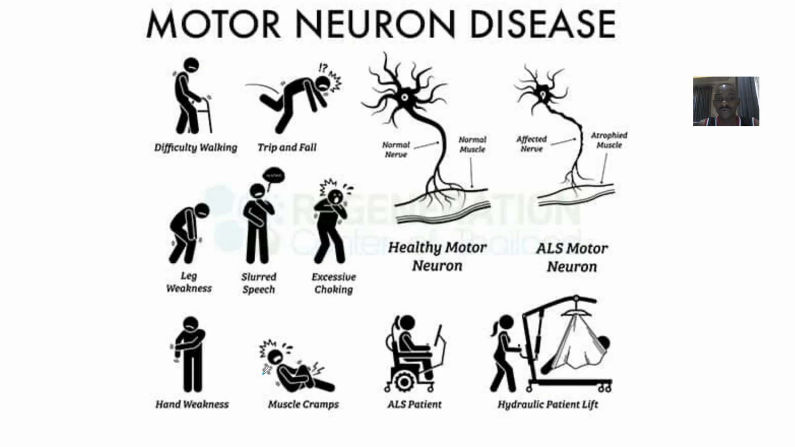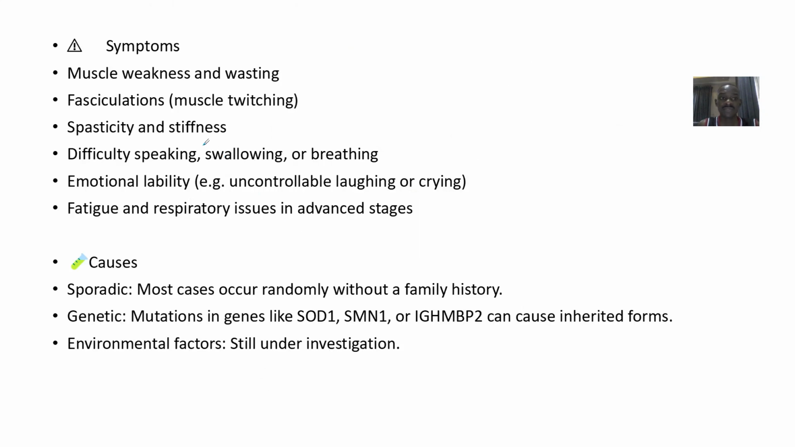So the person has difficulties in walking, tripping and falling, leg weakness, slurred speech, excessive choking, hand weakness, muscle cramps. You understand? So symptoms are muscle weakness and wasting, fasciculation, spasticity, and stiffness. The person has difficulties in speaking, swallowing, and breathing. There's emotional lability. Then fatigue. The person is weak and has respiratory issues.